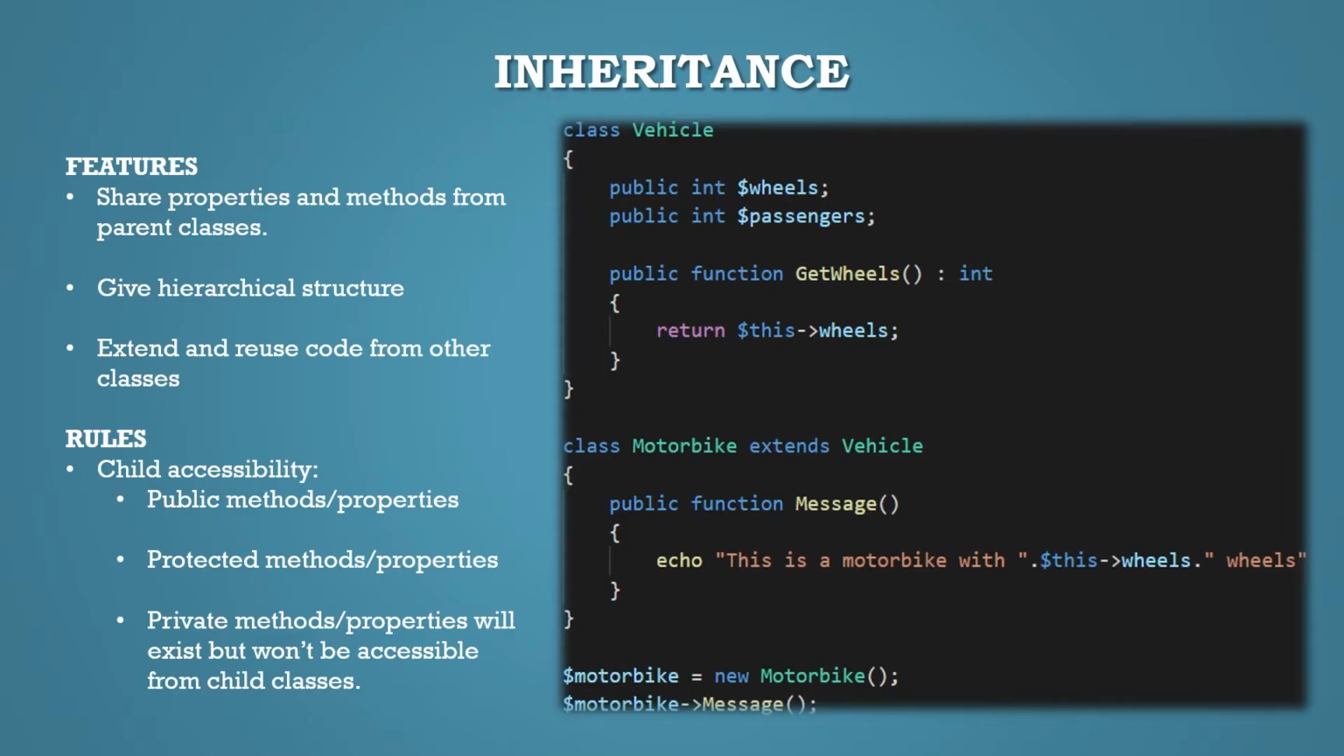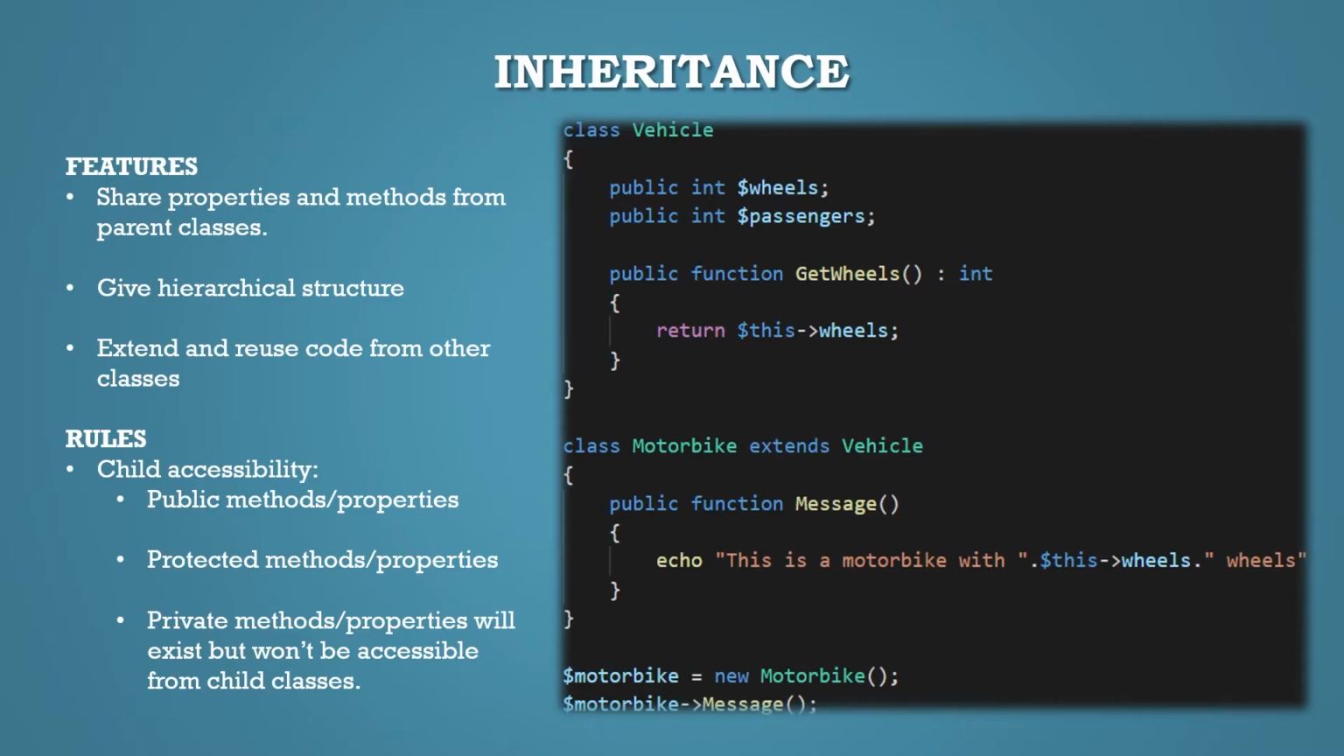The main properties of inheritance is that you can share the properties and methods from the parent class that you inherit from. It can make it easier to give a hierarchical structure to your code, and it's very easy to extend and reuse code from other classes.